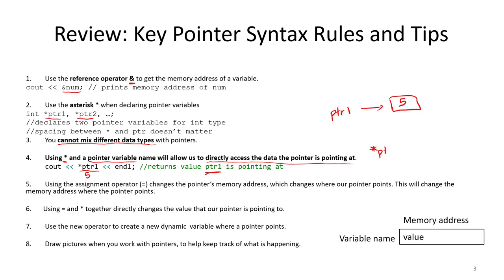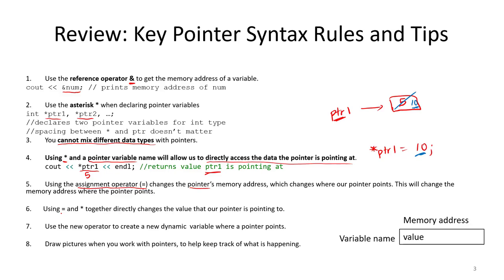Similarly, I could decide to say, for example, asterisk ptr1 equals 10, if I want to assign ptr1 the value 10. Notice that would allow me to go where ptr1 points and update the value in that memory. Our next rule is about the assignment operator, or our equal sign. Remember that if I use the assignment operator with the pointer variables, that allows us to change where our pointer points. So in this case, we're actually changing the memory address stored inside the pointer itself. So here we're changing where we point, but that's not going to affect the actual data that we're pointing at.